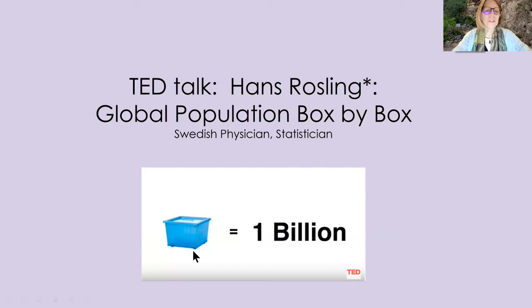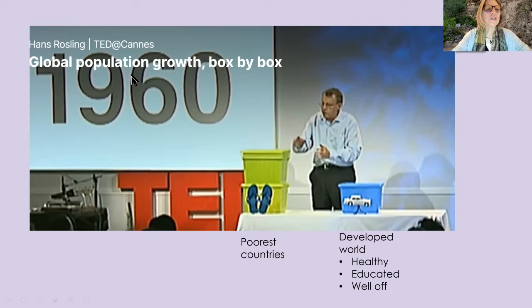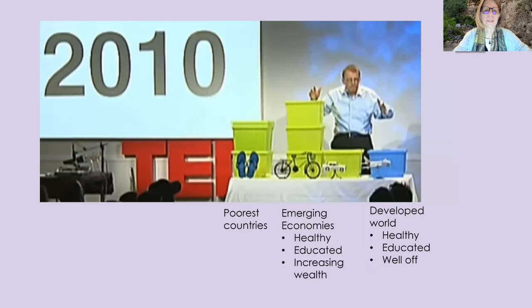So what he did was he went to IKEA and he got a bunch of these plastic boxes. Each box represents 1 billion people. And he shows us that in 1960, there were 3 billion people in the world. Now, 1 billion was in the developed world. And the developed world is characterized by a population that is healthy, educated, and well off. Their aspiration in 1960 was to buy a car. 2 billion people were in the poorest countries, and their aspiration was just to buy a pair of shoes. There was really quite a big disparity.